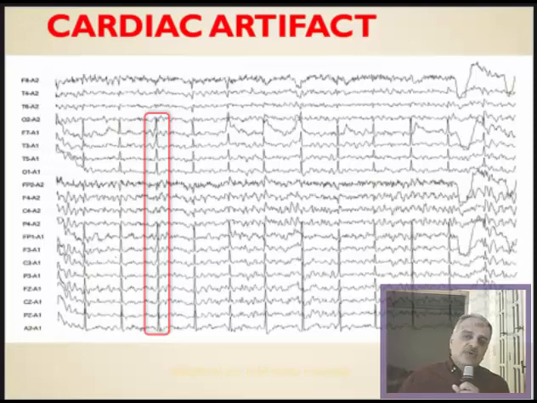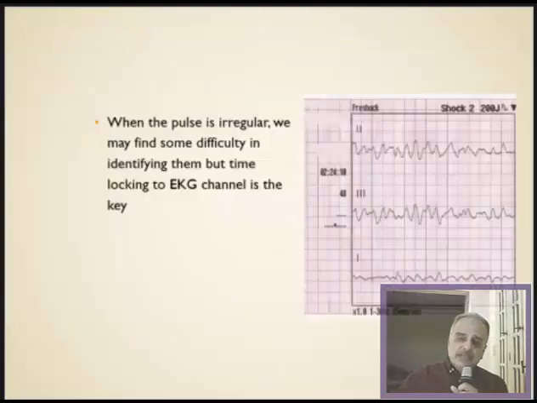This is easy because the distance between each successive wave is fixed. But when the heart rhythm is irregular, we may have a problem. An EKG channel must be displayed to show the correlation between these waves and the EKG waves.